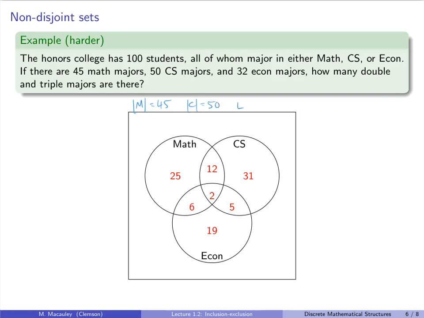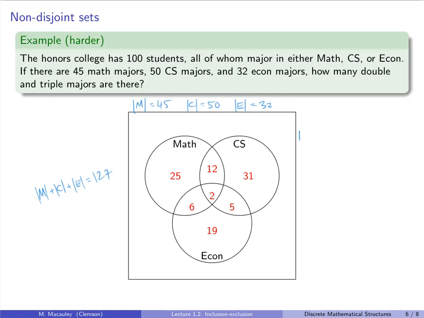And then the number of econ majors is 19 plus 6 is 25, plus 5 is 30, plus 2 is 32. Let's verify that. If we add these up, the number of math majors plus the number of CS majors plus the number of econ majors, we get 127. So we've somehow overcounted here because we only have 100 students in total. Okay, so here's how I like to think about what's going on.